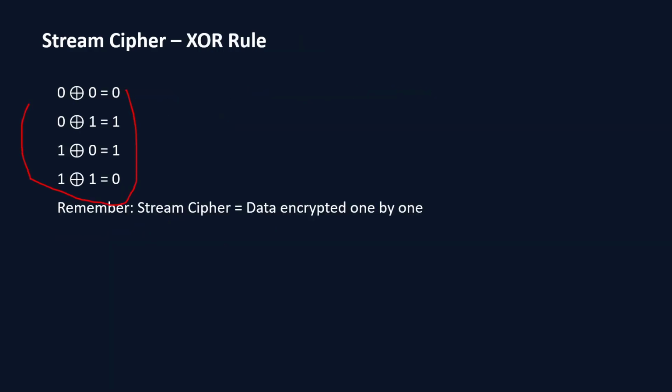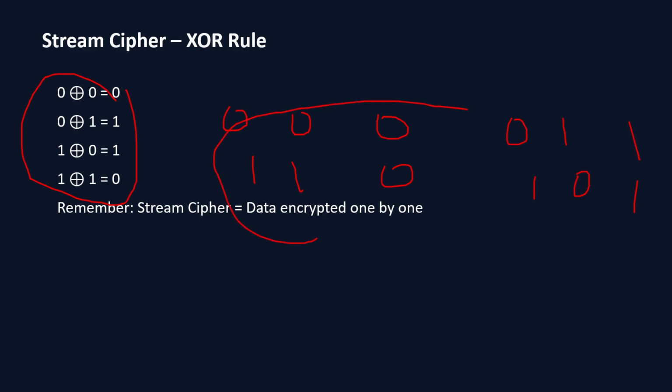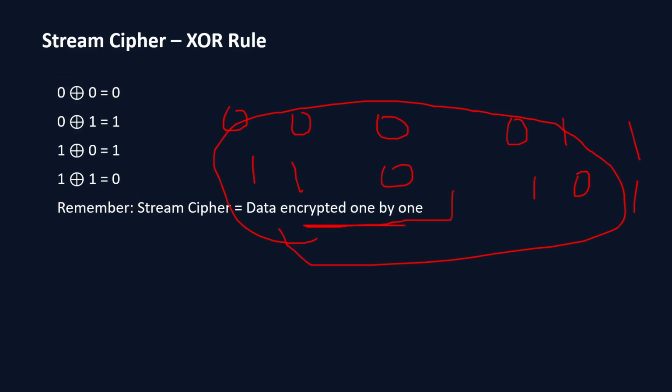So this is the example. Same digits, either both 0 or both 1, give 0, and different digits give 1. This is the XOR operation. Based on this XOR operation, we have performed the stream cipher bit by bit. This is the concept.